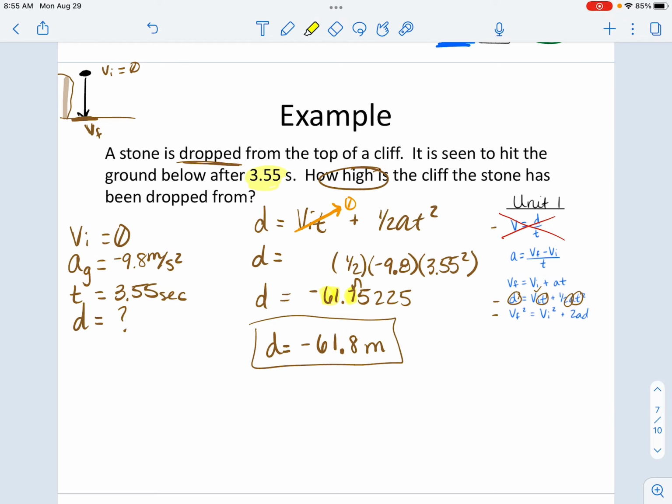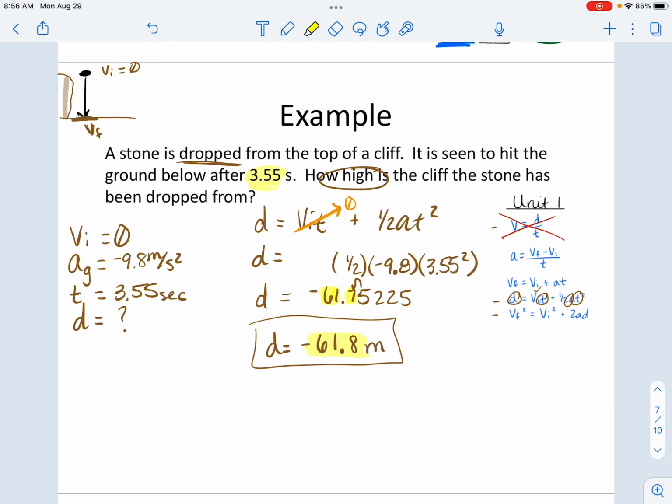In this case, since it's asking for the scalar version, how high, which would be a vertical measurement from the ground up, I'm actually only going to be evaluating and giving points for this part of your answer. But this way, that negative is there in case it was a displacement question versus the scalar version, okay? So 61.8 meters is how high the cliff is located.